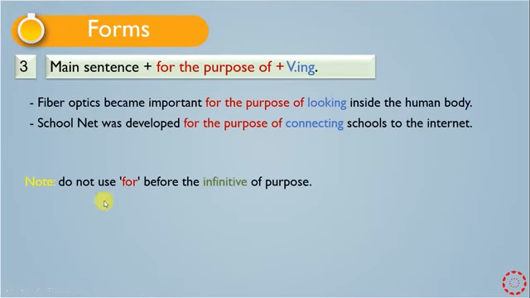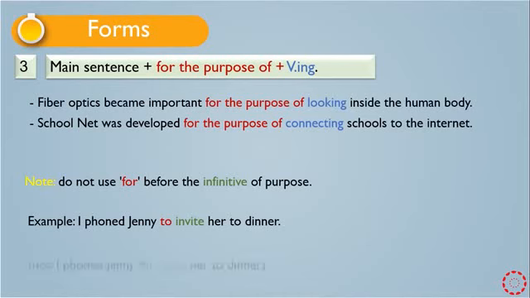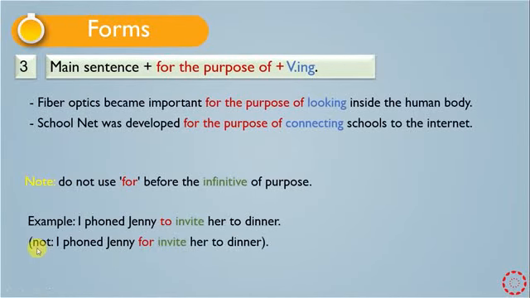We have an important note here that we have to be aware of. Note: do not use for before the infinitive of purpose. It means after for. Look at this example: I phoned Jenny to invite her to dinner. After for we cannot use the base form of the verb. We cannot say, I phoned Jenny for invite her to dinner. We have to say to invite.